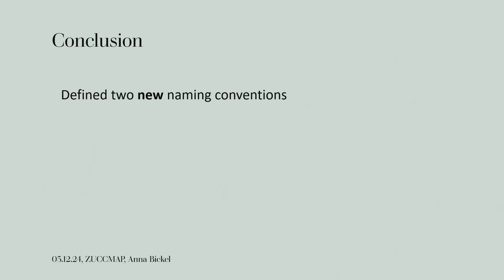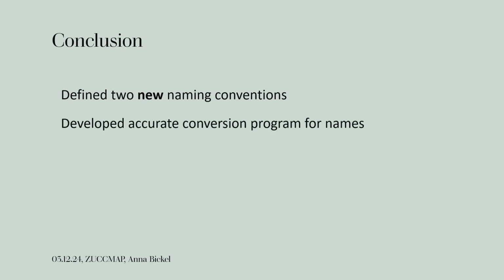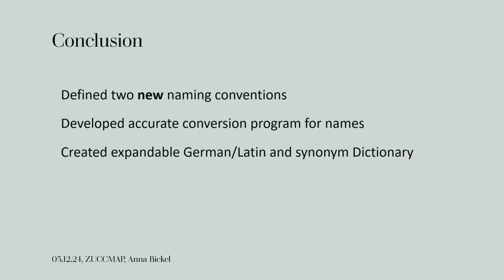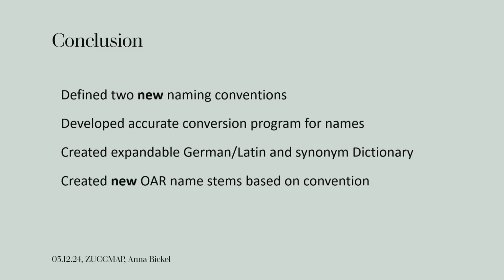So in conclusion, we defined 2 new naming conventions which haven't existed before. We developed an accurate program which can convert these names. We created an expandable dictionary for German and Latin, but also for synonyms. And we created 60 new OR name stems based on the convention.